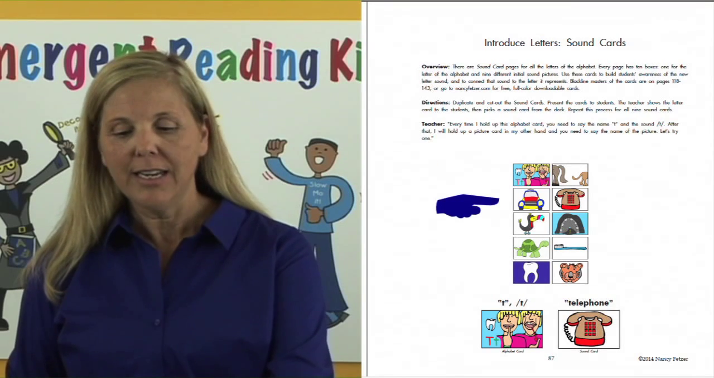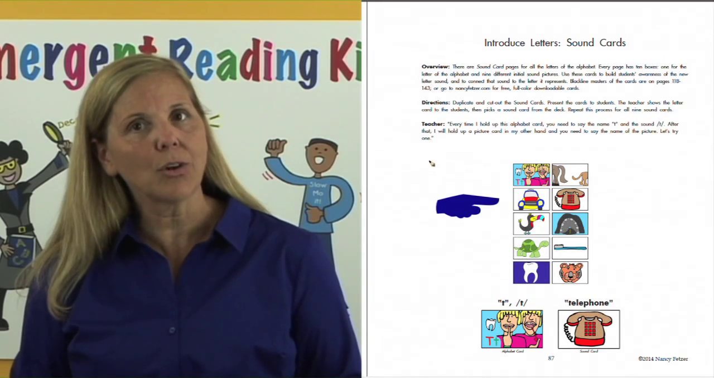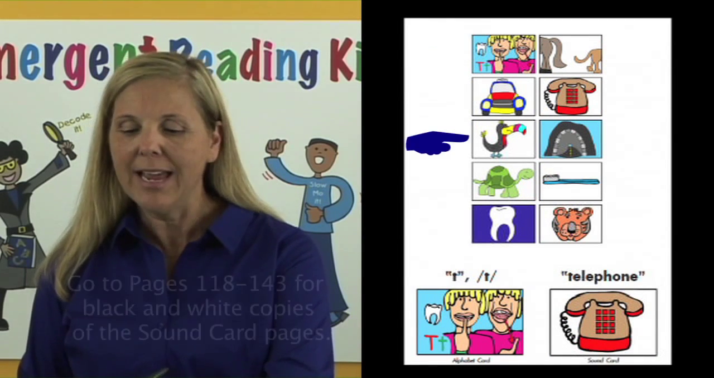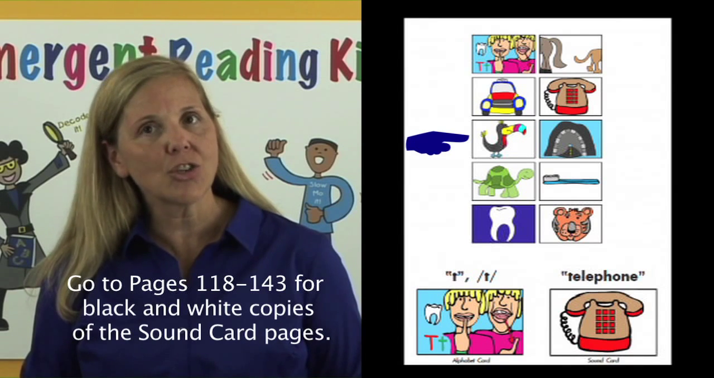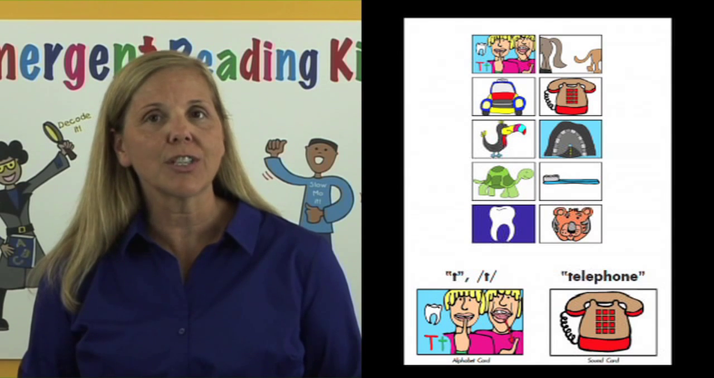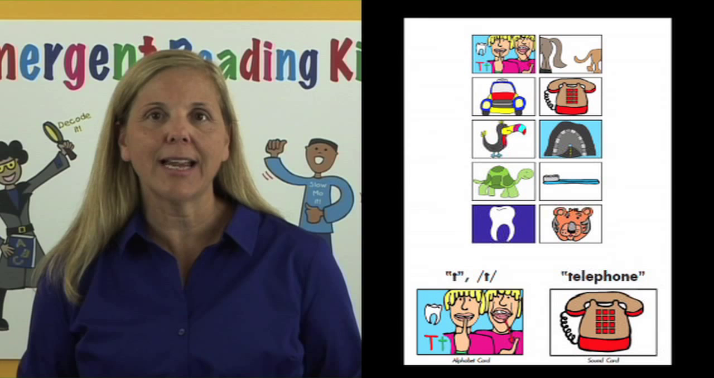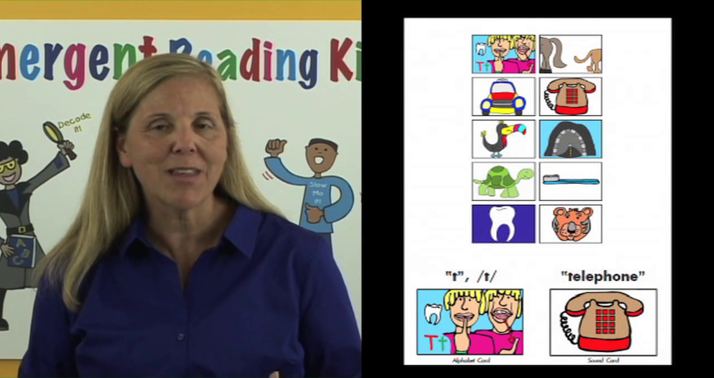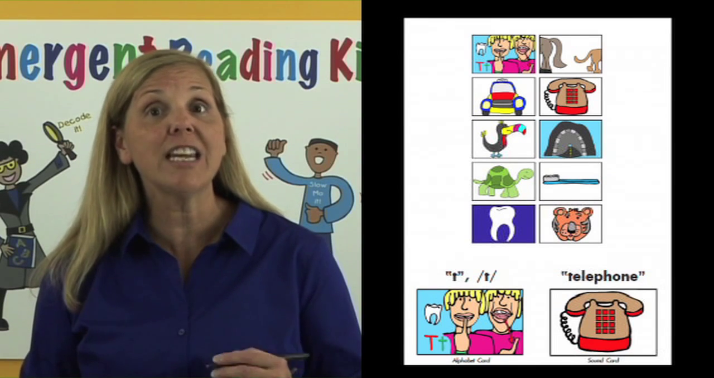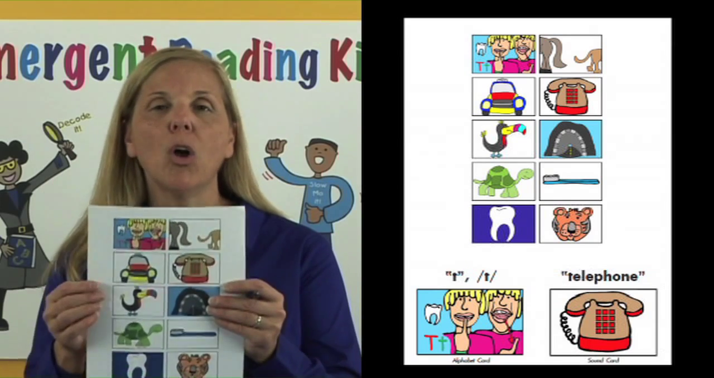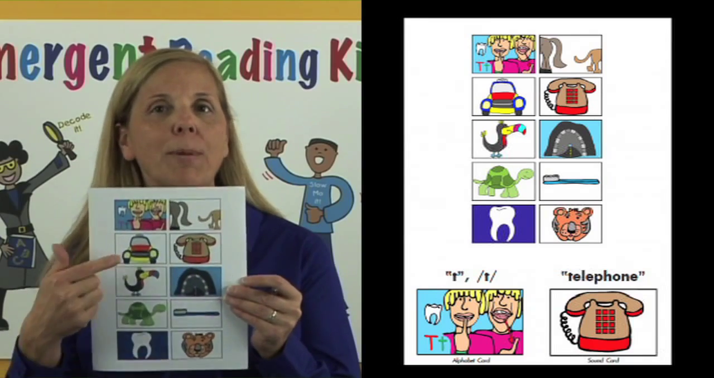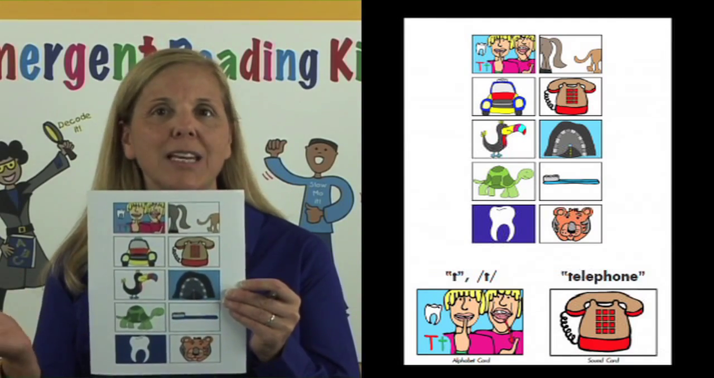On page 87 is the next tool, and that's the sound cards. The sound cards provide you with a colorful letter card as well as pictures that begin with that initial sound, and in this case, T. Here's the great news. All these sound cards can be printed from my website. Just go to nancyfetzer.com, go to the Emergent Reading Kit page, and you will find the sound cards free downloadable. And you can print up all of these different pages with the letter card in color as well as all the picture sound cards in color for you to use them easily.